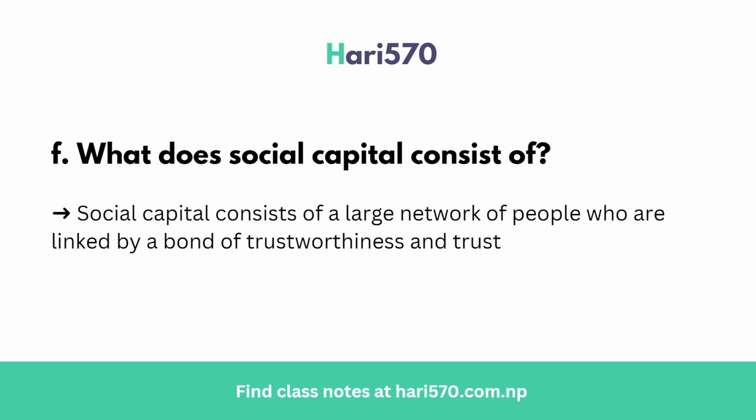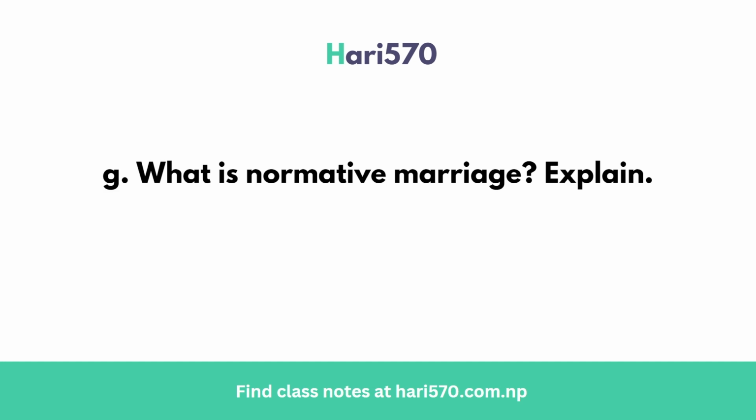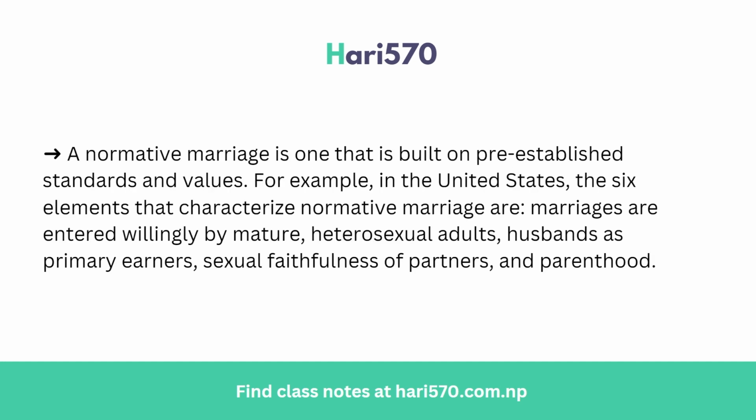What does social capital consist of? Social capital consists of a large network of people who are linked by a bond of trustworthiness and trust. What is normative marriage? Explain. A normative marriage is one that is built on pre-established standards and values.